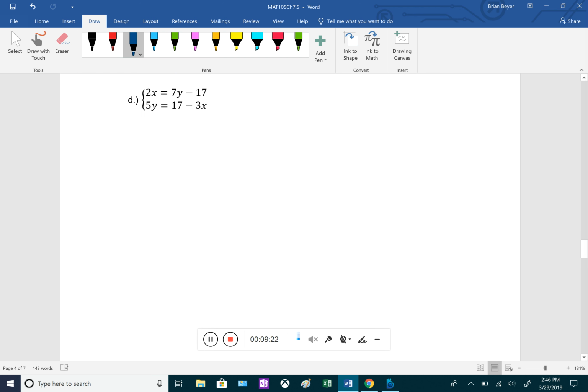Okay, for the next one. So we'll do one more of these and then we'll get into the two special cases. So for this next one, once again, we have to realize that that's not in the correct form. So for the first equation, we have to subtract 7y to the left. So 2x minus 7y equals negative 17. And then the second equation, we have to add 3x to both sides. So we get 3x plus 5y equals 17.